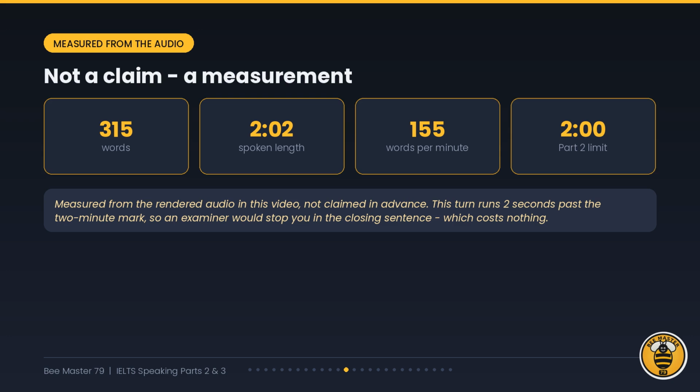Those numbers are measured from the audio you just heard, not claimed in advance. The long turn came to 315 words, delivered in 2 minutes and 2 seconds, which is about 155 words a minute. That is a comfortable, natural pace. Note that it runs slightly past 2 minutes, so in a real test the examiner would almost certainly stop you in the final sentence. That costs you nothing, and it is worth knowing that this answer is a little long rather than pretending otherwise.